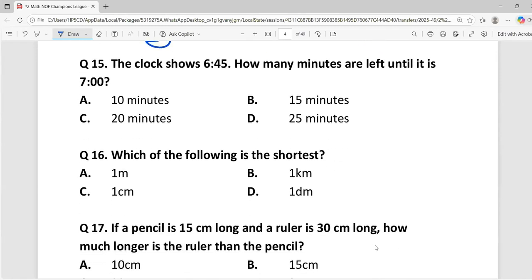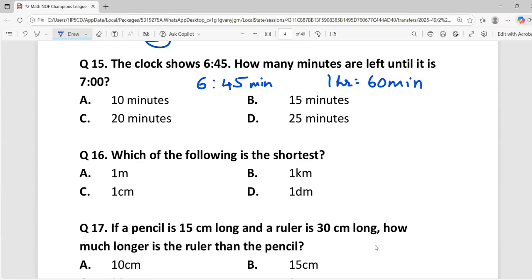Okay, next, the 15th one. The clock shows 6 hours and 45 minutes. How many minutes are left until it is 7? So now we have already 6 hours and 45 minutes. Now we know that 1 hour is equal to 60 minutes.